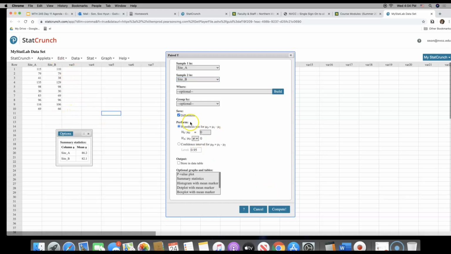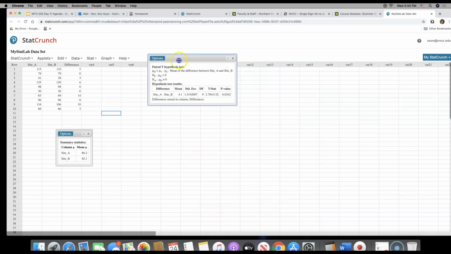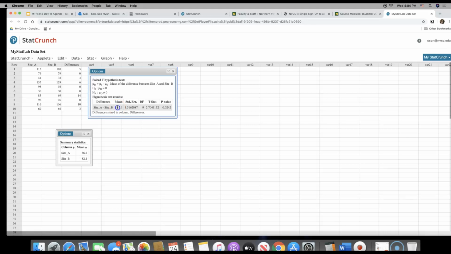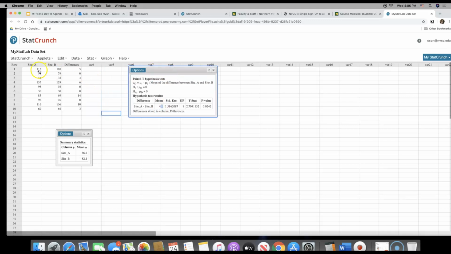If you just click on any of it, doesn't matter, hypothesis test or confidence interval, what they will do for you is find that average difference. Now, the average difference, they said mean over here, right? But mean of what? Mean of the difference between site A and site B is $4.10. And what they did is this. They subtracted $115 minus $110. That's a $5 difference. $79 minus $79. That's a $0 difference.